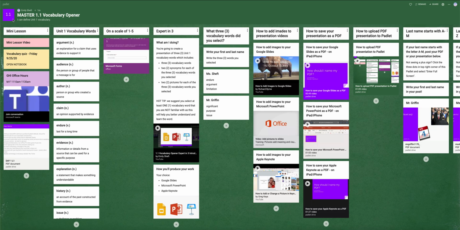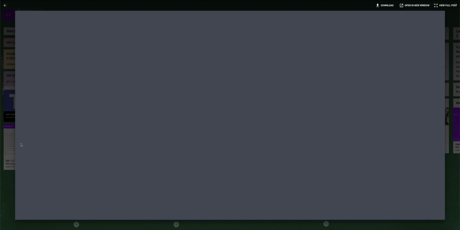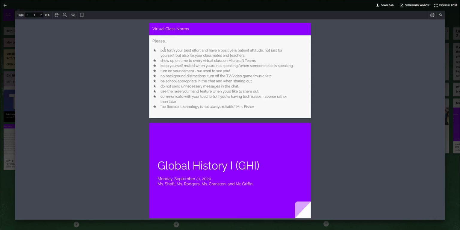Lesson of Unit 1. Our unit is called Historical Thinking, and this is the vocabulary opener. So, what I first want to do is review our virtual class norms.